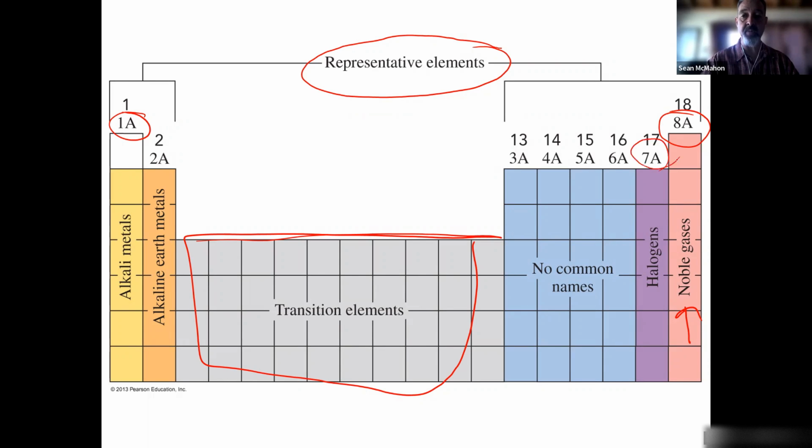Right next to the noble gases, we have halogens. Now, halogens are very reactive too, okay? For a different reason, but they are extremely reactive. And then for this block, we just would say, this is group 3A, okay?